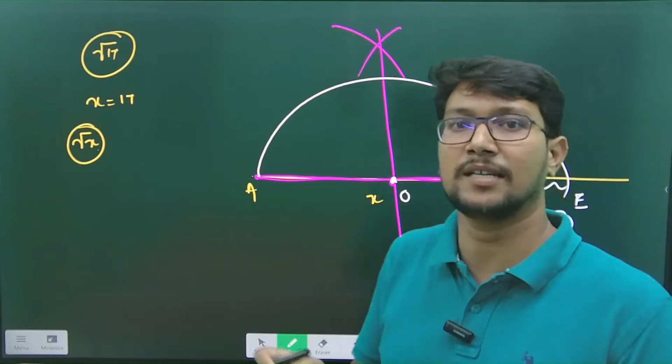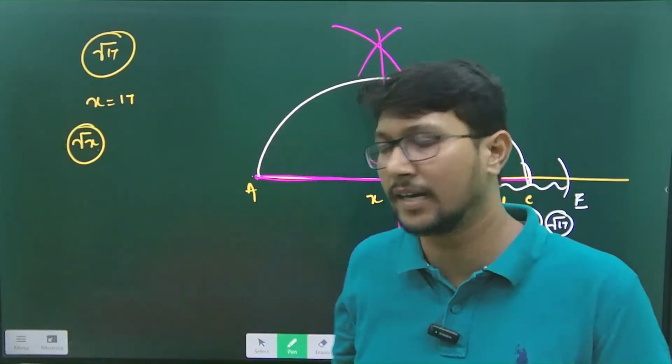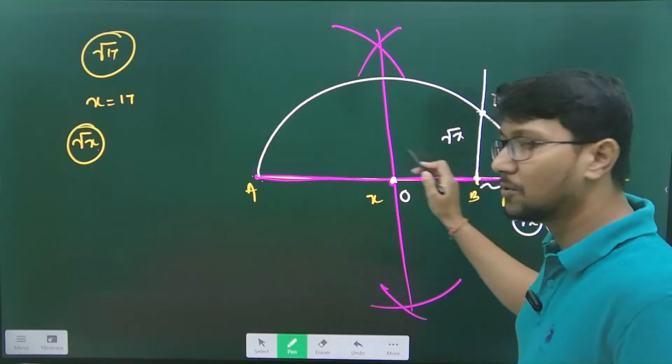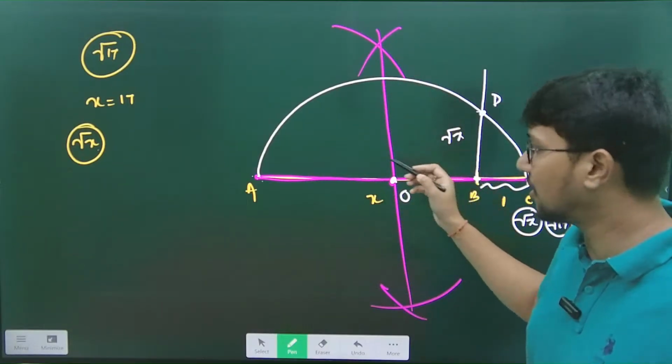You will ask me, sir, in the scale that is 15 centimeter, which one am I having? 15 plus 2, you can do that. That is 17, right? So then AC you have to bisect. Perpendicular bisector you have to draw. How to draw the perpendicular bisector?